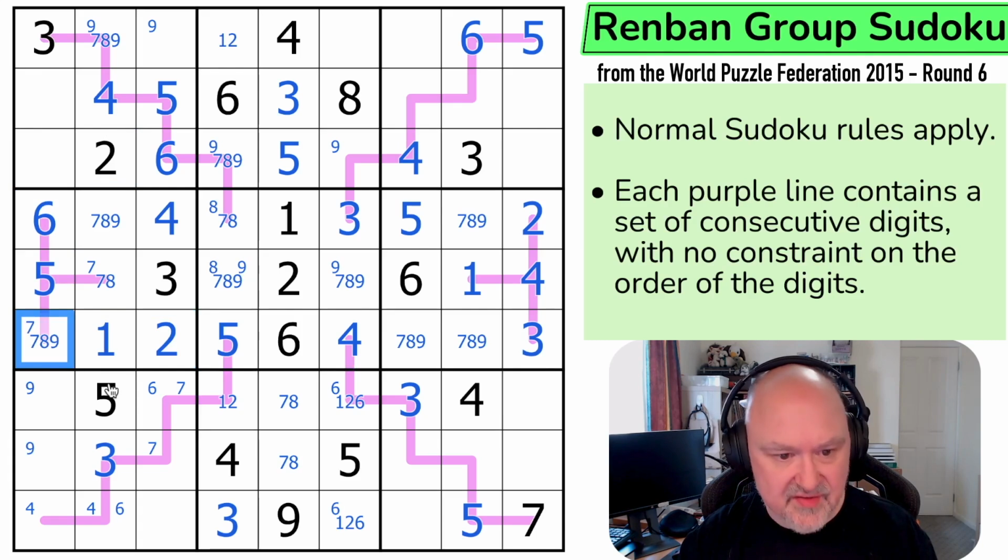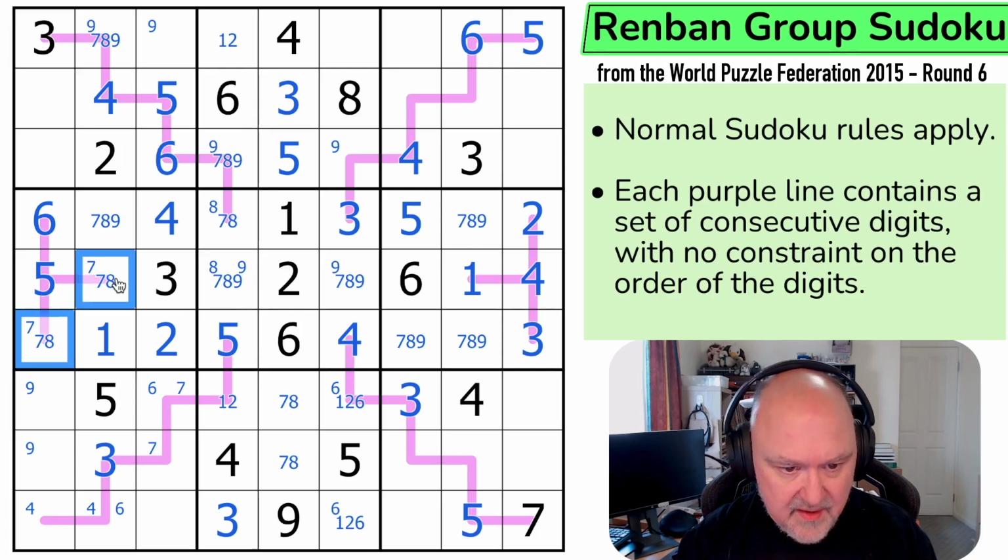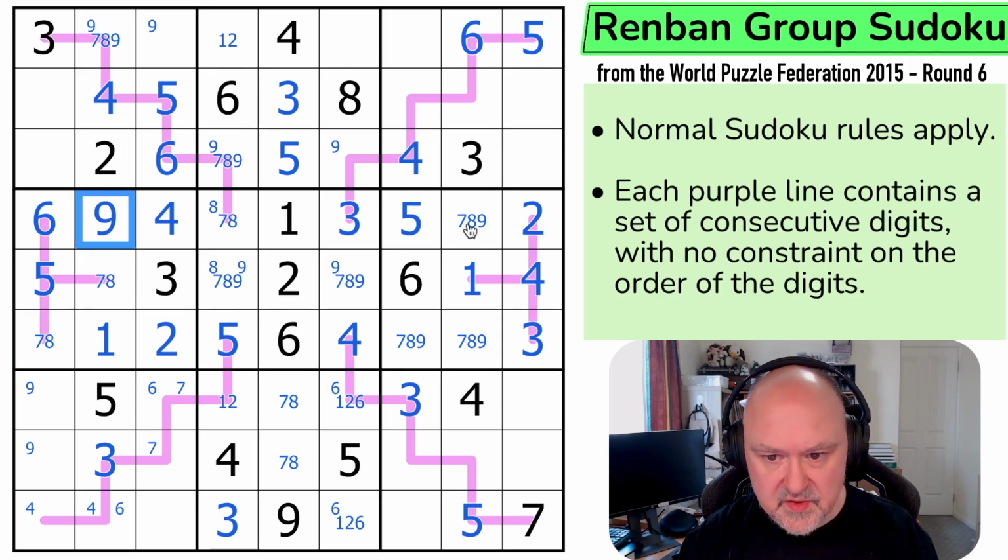And this is 7, 8, 9. And I can't put 9 in this line. 5, 6, 7, 8. This is a 7, 7, 8 pair. And this is the 9, which means this isn't a 9. There's a 9 in one of those two.